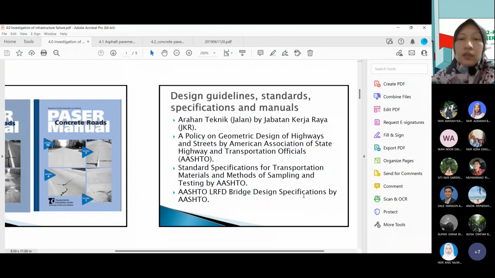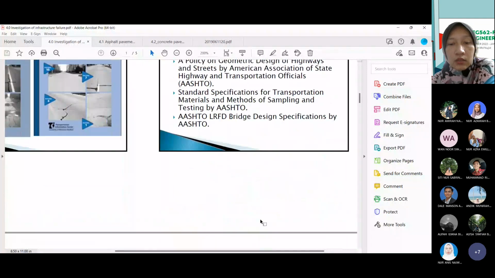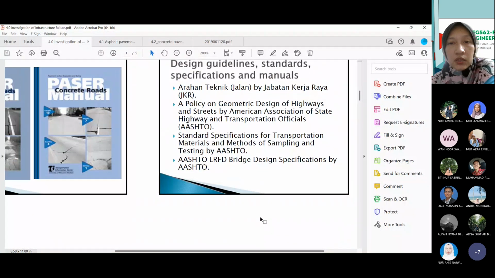Other than that, we can refer to a manual, Geometric Design of Highways and Streets, by the American Association of State Highway and Transportation Officials, AASHTO, Standard Specifications for Transportation Materials and Methods of Sampling and Testing by AASHTO. And also the last one is the LRFD Bridge Design Specifications by AASHTO. So these are the manuals, but commonly some manuals may not give you detailed information, so you have to refer to other manuals listed here.